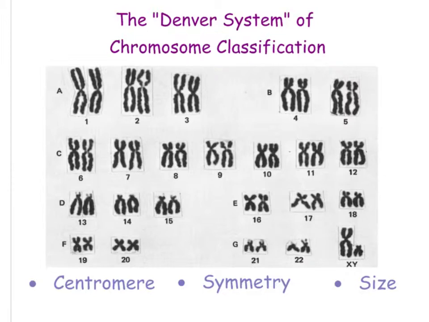So in the 50s or 60s, there was a conference in Denver, thus the name the Denver System of Chromosome Classification, where they agreed on a way to write karyotypes, to lay them out, and to classify them. And this was the idea they came up with based on the centromere location, the symmetry, and the size of the different chromosomes.